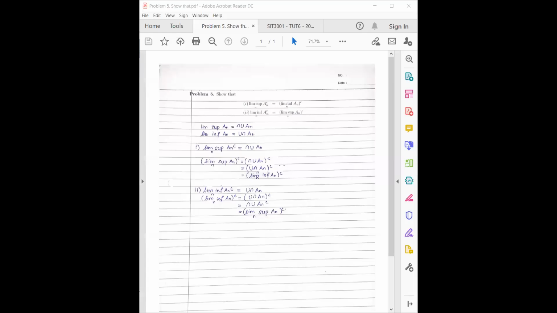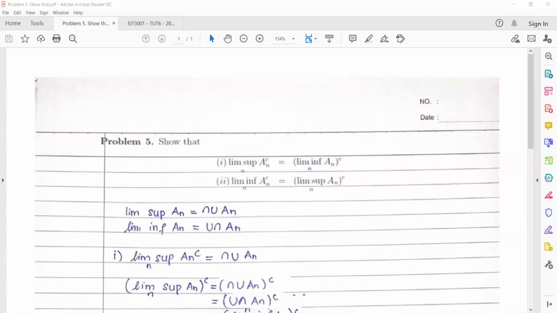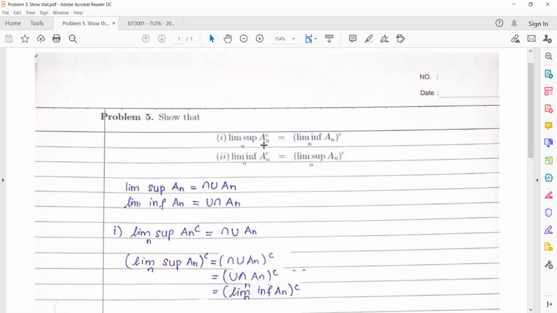So let's present problem number 5. Doctor, can you see my screen? Yes. For question number 5, the question asks us to show that first, the complement of lim sup An is equal to lim inf of An complement, and the second one, the complement of lim inf An is equal to lim sup of An complement.